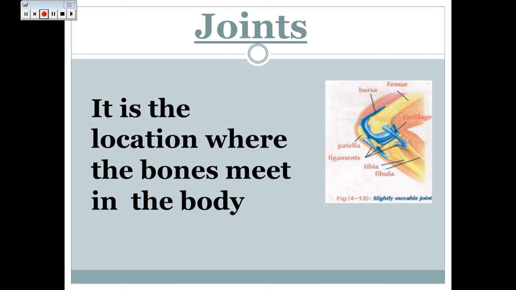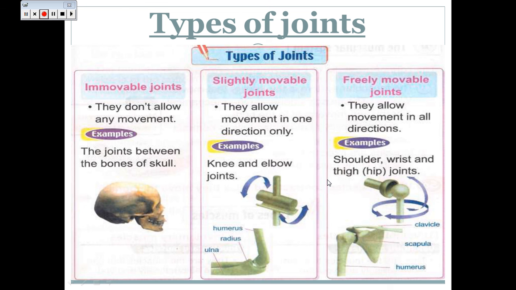And now, joints. A joint is a location where two bones meet in our body. And we have three types of joints: immovable joints, slightly or limited movable joints, and freely or unlimited movable joints.